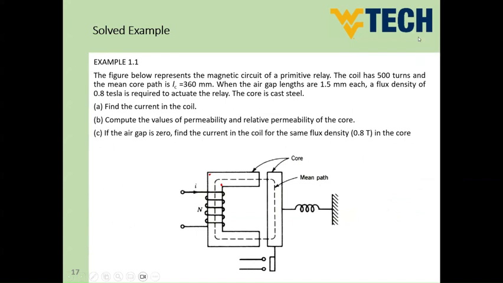So in this example, guys, in this figure, we have two magnetic parts. The left magnetic part is C shape, and the right magnetic part is I shape. So this is a CI shaped magnetic circuit.